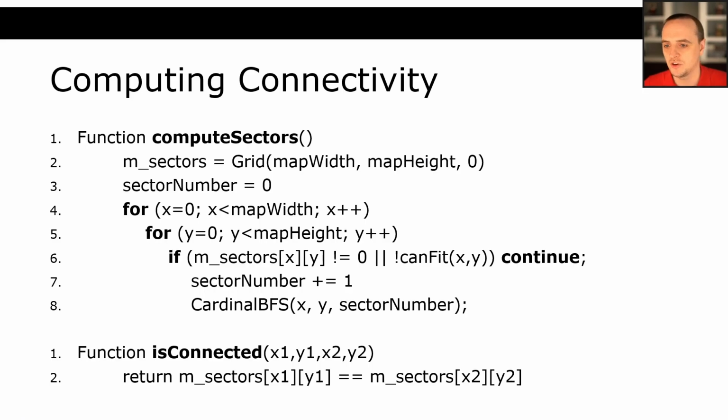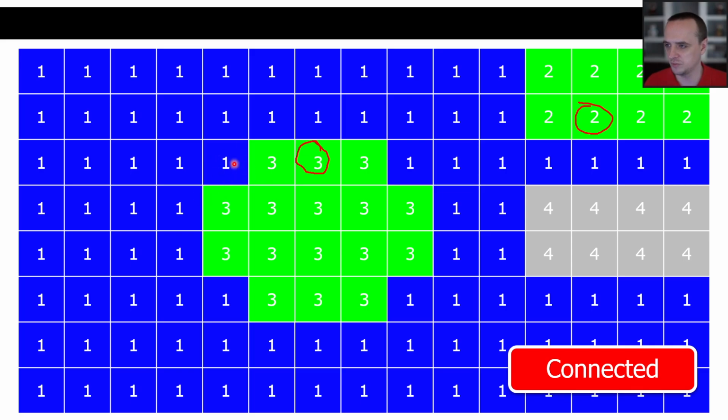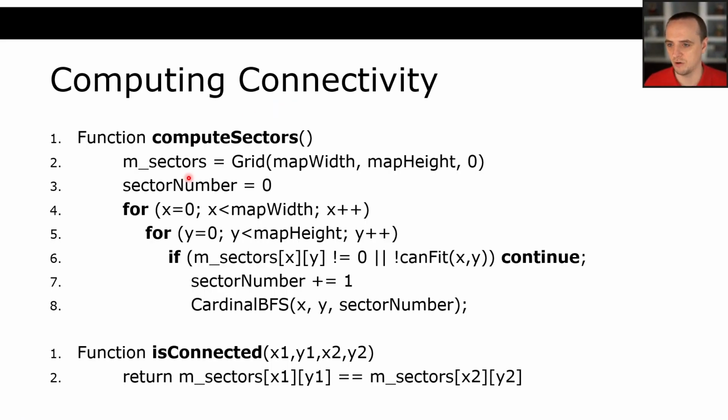Okay? So here is the algorithm for this, which is computing the connectivity. And all this does is it says, okay, I'm going to set up a new sector map. So this is a grid, which is just a 2D array. And it's of size width by height of the map, right? So it's the same size as the map cells. I'm going to give them all an initial value of 0. I'm going to set this sector number, which is the number I'm going to be assigning to each of the cells, to 0. Then for each of the cells in the map, I'm going to loop over the X, I'm going to loop over the Y.